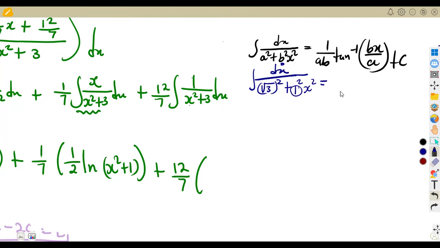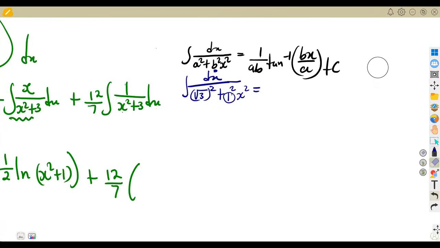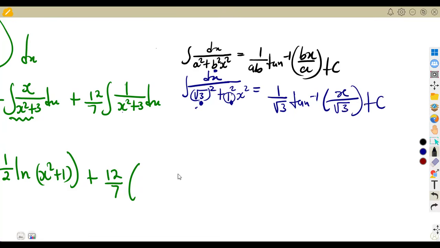So the answer, when they are saying if you can write your expression in this format, your answer is supposed to be 1 over AB, where A is the square root of 3 and B is 1. So this does not affect anything. Arctan of BX, where our B is 1, so this is 1 times X, which is just X over A. And remember, our A from A squared is the square root of 3. So that is what you're supposed to have from the integral. It's a formula that you have.